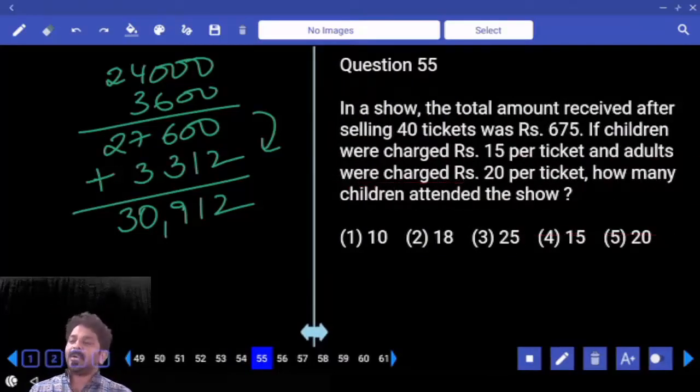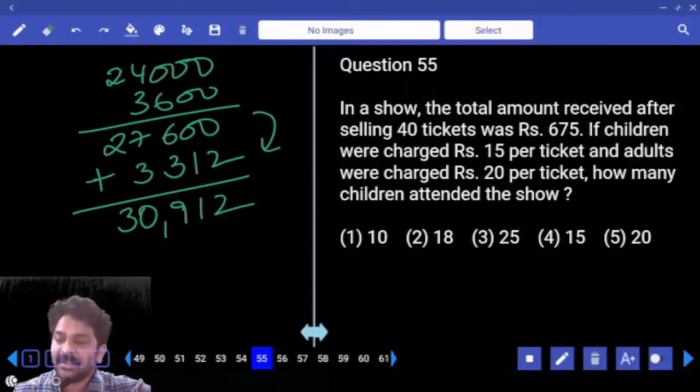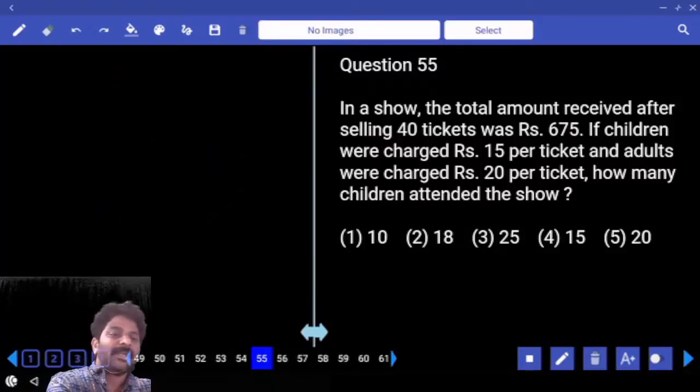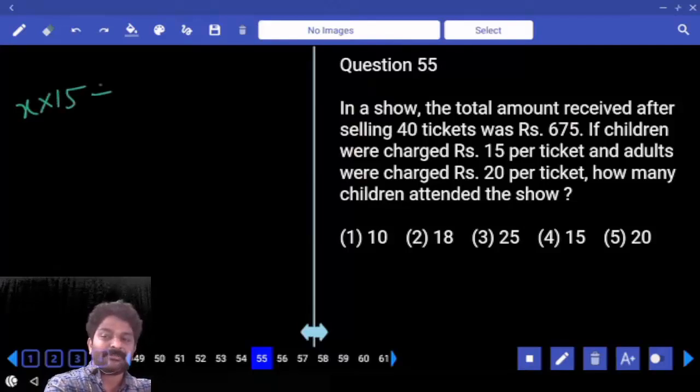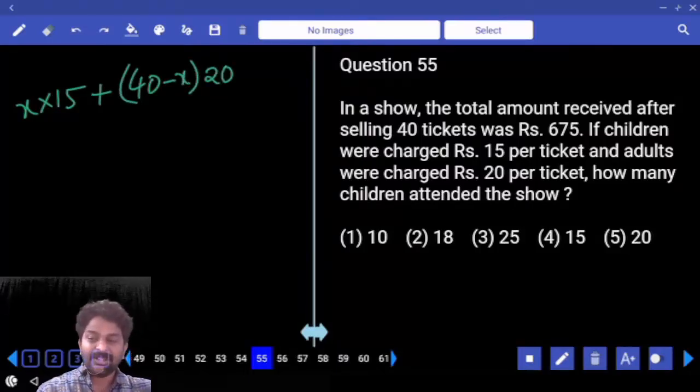In a show, the total amount received after selling 40 tickets was 675. Children were charged 15 rupees per ticket. Adults were charged 20 rupees per ticket. How many children attended the show? Okay, right. A linear equation is possible. Let us assume X children. From each child they are charging 15 rupees. Out of 40, if X children are there, adults are 40 minus X. From each adult they charge 20 rupees, and the total money is 675.